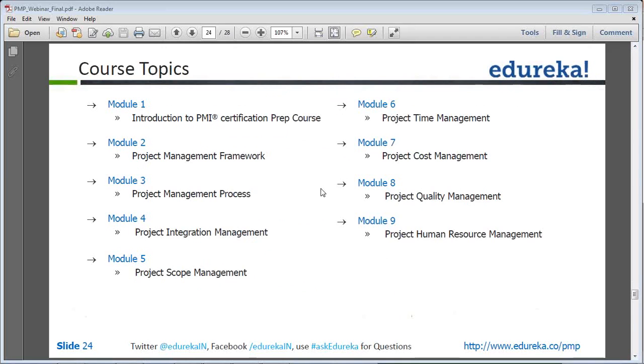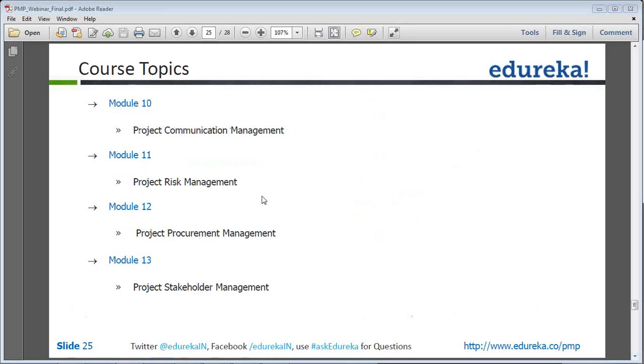So the PMP course has 13 modules. The first is introduction, then the project management framework, the processes, integration management, then we come to the knowledge areas. So we talk about the 10 knowledge areas: integration management, scope management, time management, cost management, quality management, human resource management, project communication management, risk management, procurement management, and stakeholder management. So these are all the topics that are covered in this course, and once you do it, you complete the complete PMBOK. So it is easier for you then to read through it and be able to understand what is mentioned there.